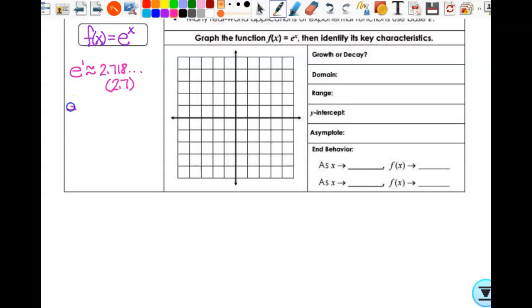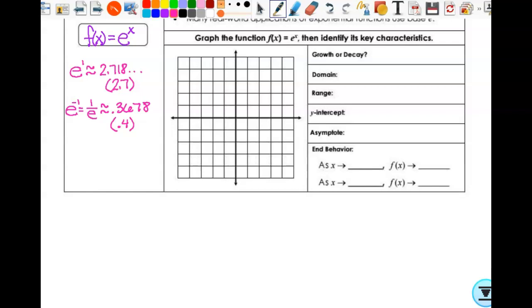I'm also going to need e to the negative 1 power, which is 1 over e, which is about 0.3678. But for our purposes, we'll just do about 0.4 because we can't get that accurate anyway. So these are two numbers that you have to know, kind of like you have to know that pi is about 3.14. You have to know that e is about 2.7 and 1 over e is about 0.4. There are just two numbers that have to be in your brain.